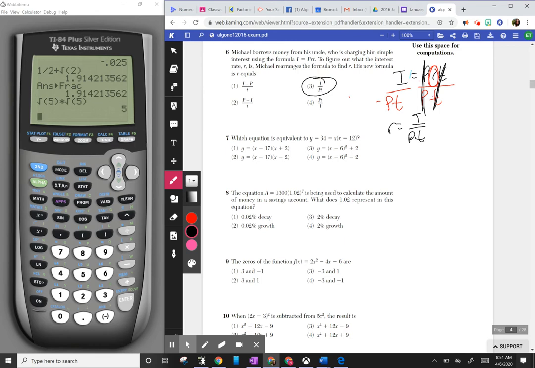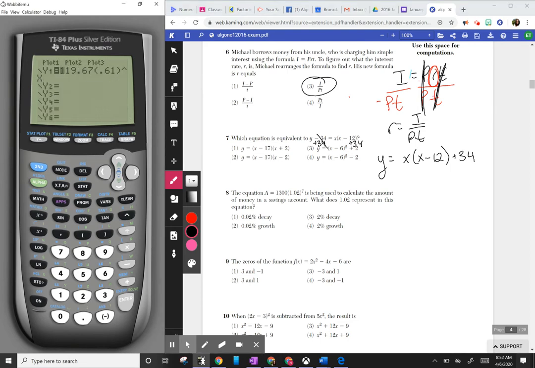Okay, question 7. Which equation is equivalent to y minus 34 equals x times x minus 12? I'm going to do a little bit of solving here. I'm going to add 34 on both sides just so that y is isolated. So now we have y equals x times x minus 12 plus 34. Because now that y is isolated, we can use our graphing calculator.